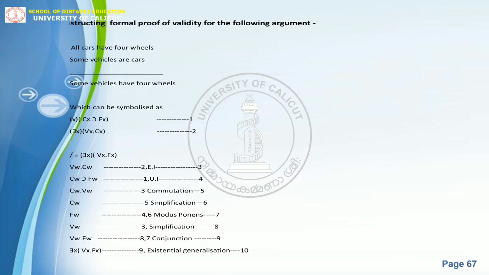And finally, from the 9th step we can infer, by 9 existential generalization, that existential x, Vx conjunction Fx, and mark it as 10, which is the answer.